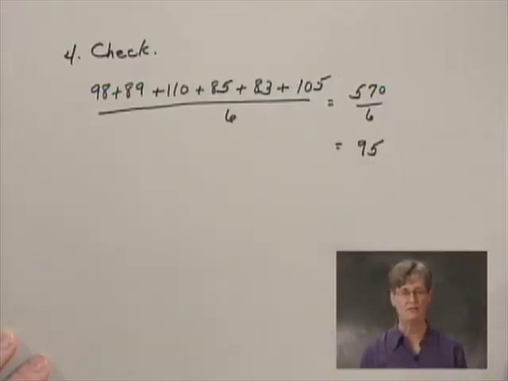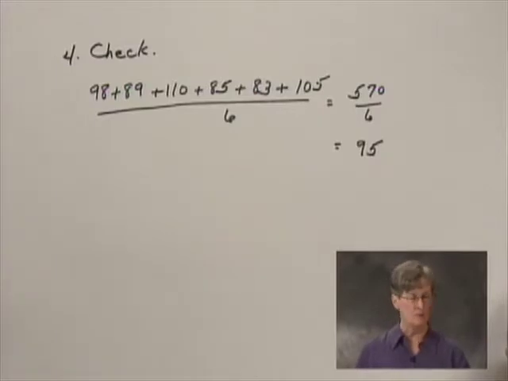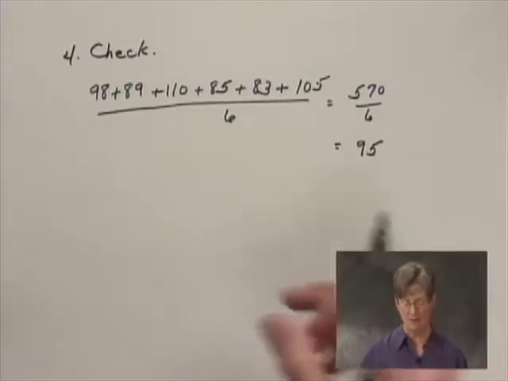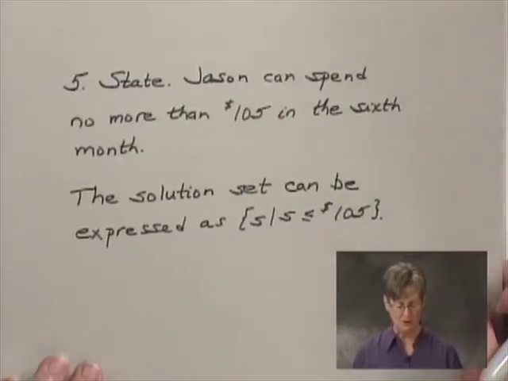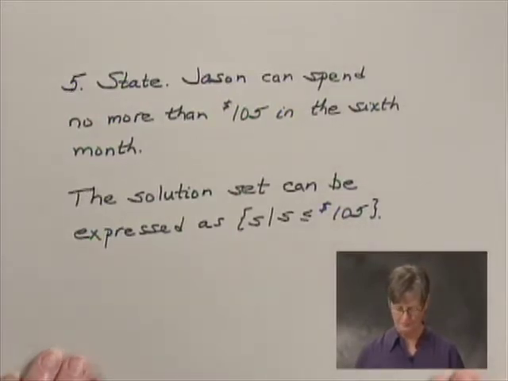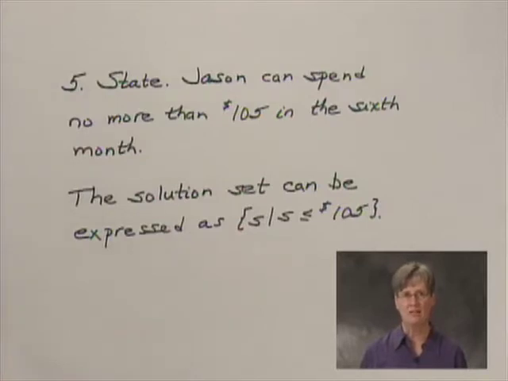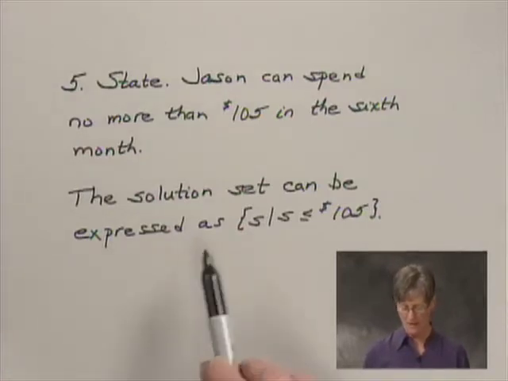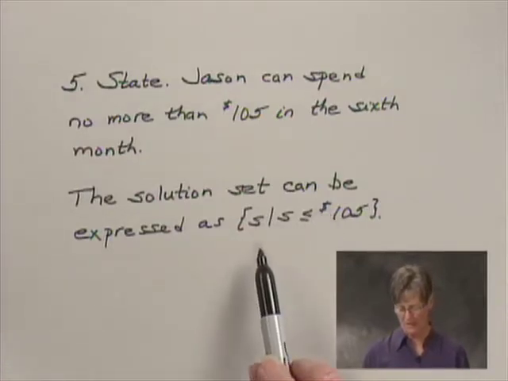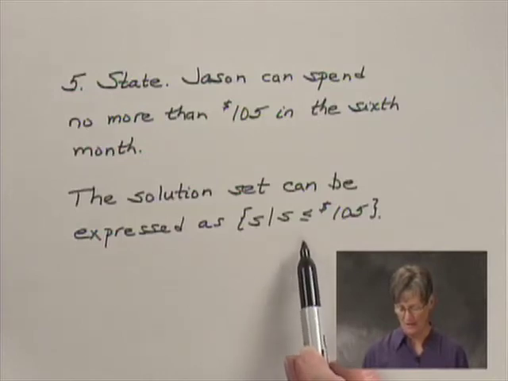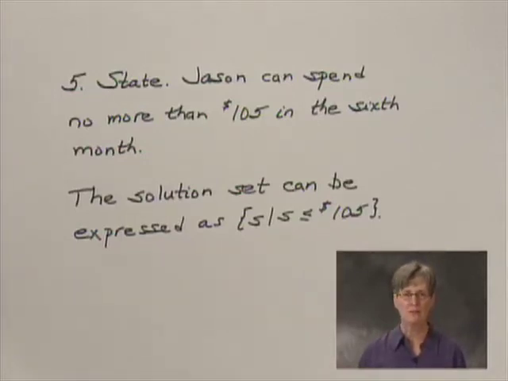So the answer that we have found does seem reasonable, and we're ready to move on to the last step in the process, which is to state the result. We say Jason can spend no more than $105 in the 6th month. And we could also write it in terms of a solution set as the set of all S such that S is less than or equal to $105.